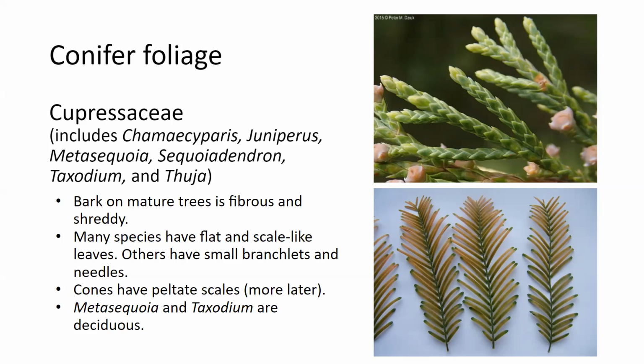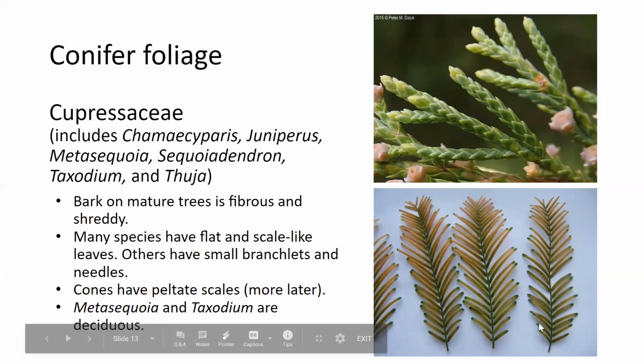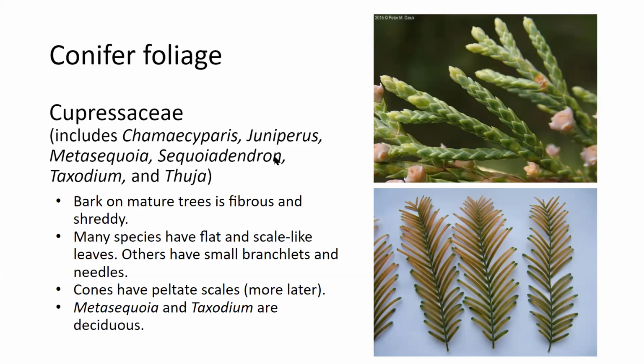Then the foliage, which is our focus for today: a lot of the species have flat and scale-like leaves. You can see that here on the right side, those little scales. Those are the leaves, and they're flattened and appressed on the branches. Other conifers in the Cupressaceae have small branchlets and needles. You can see in this lower photo that's an entire branchlet, but it's really a kind of compound leaf. And then we'll talk a little bit more about cones in the next lecture.